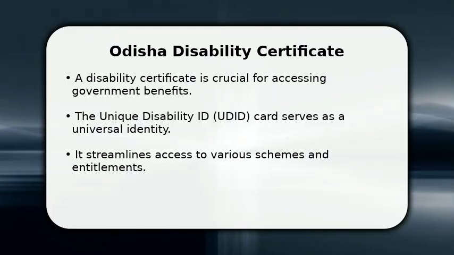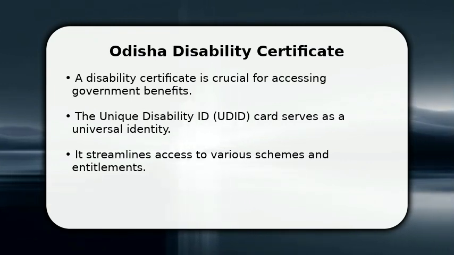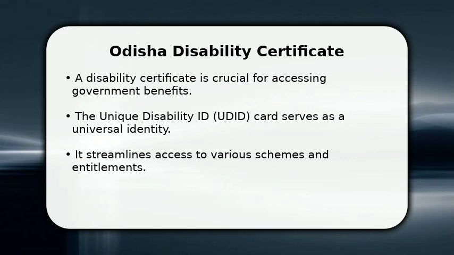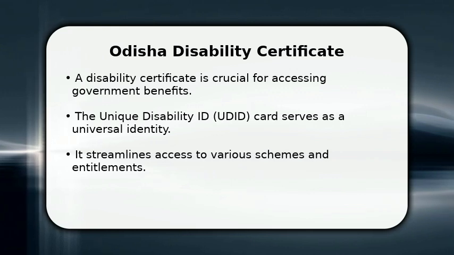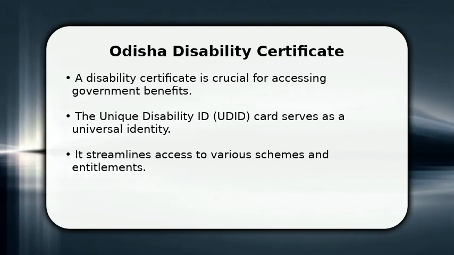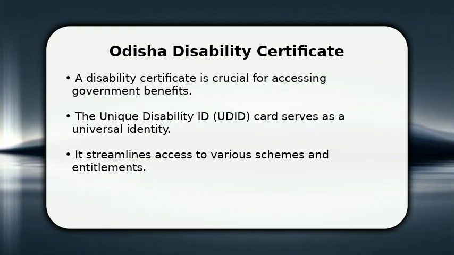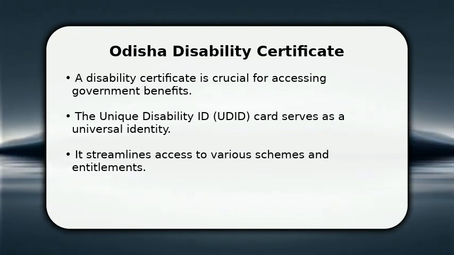In this video, I will explain how to apply for a disability certificate in Odisha. This essential document, also known as a Unique Disability ID or UDID card, is your gateway to numerous government benefits and schemes. It acts as a universal identity, simplifying processes and ensuring you receive the support you are entitled to. Understanding the application steps is key to securing these vital provisions.